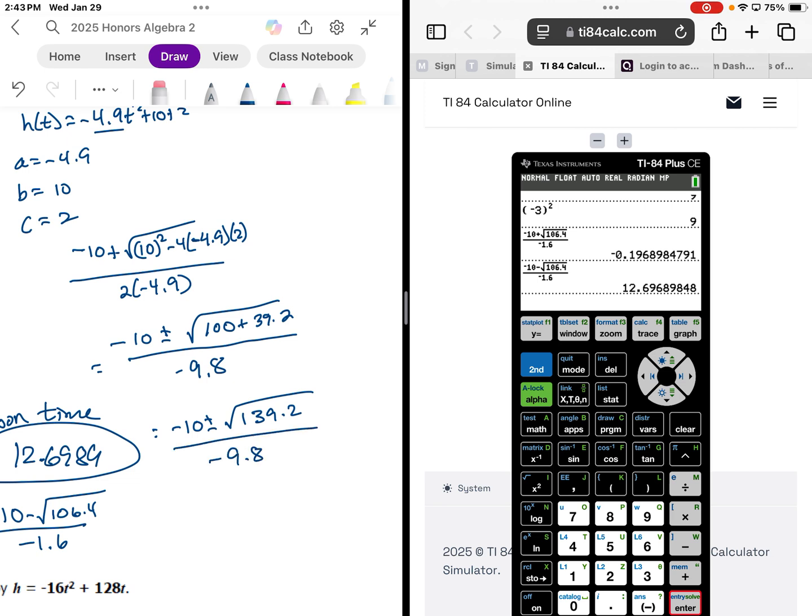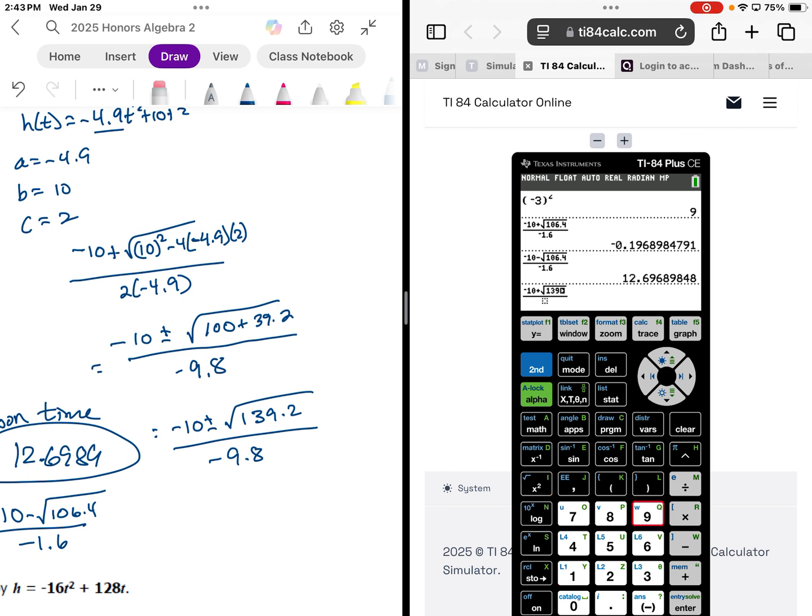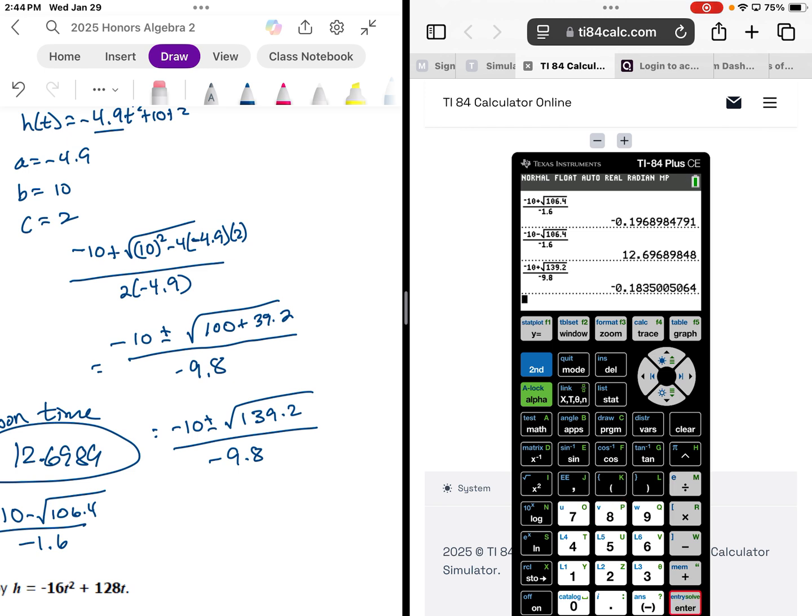All right, now I'm ready to type it into the calculator. So I'm going to go alpha y equals, give me a fraction, negative 10 plus square root 139.2, arrow down to the bottom, negative 9.8, hit enter. So the positive one, the one with the plus sign, negative 10 plus square root of 139.2 over negative 9.8. That worked out to be a negative 0.1835. Again, we can ignore it because that's back in time. Okay, we don't need that one.